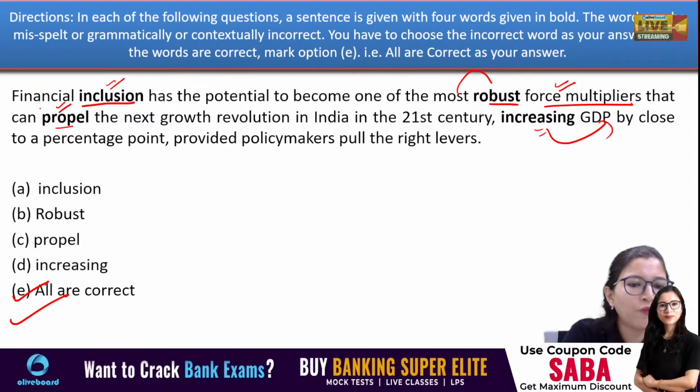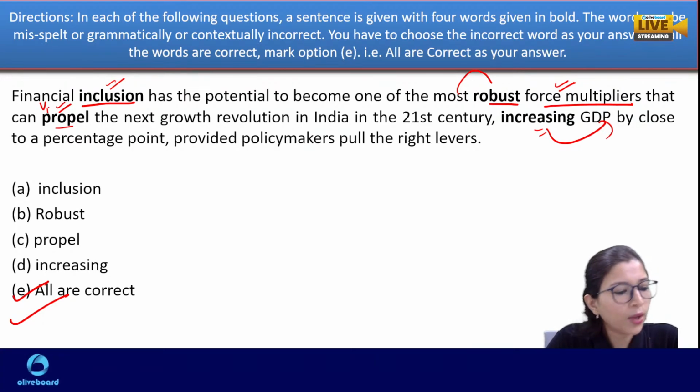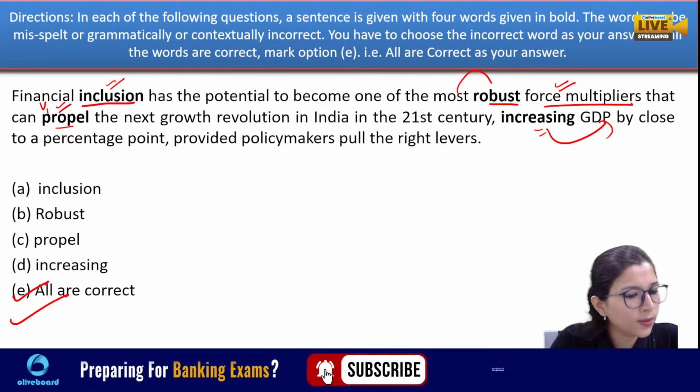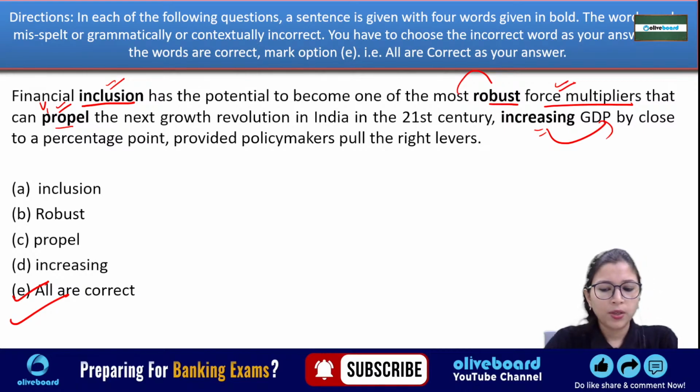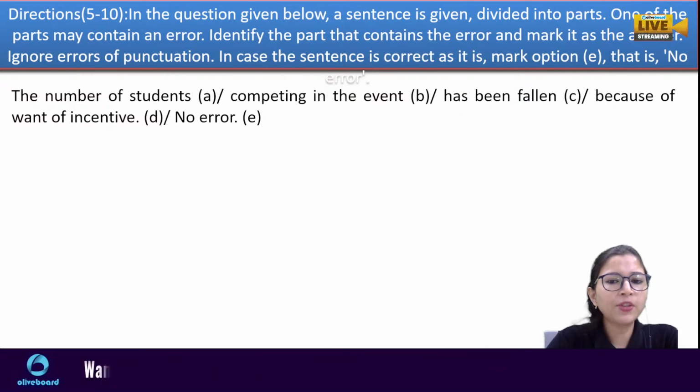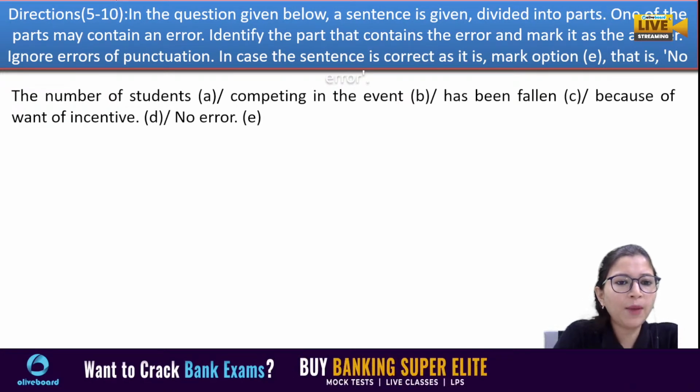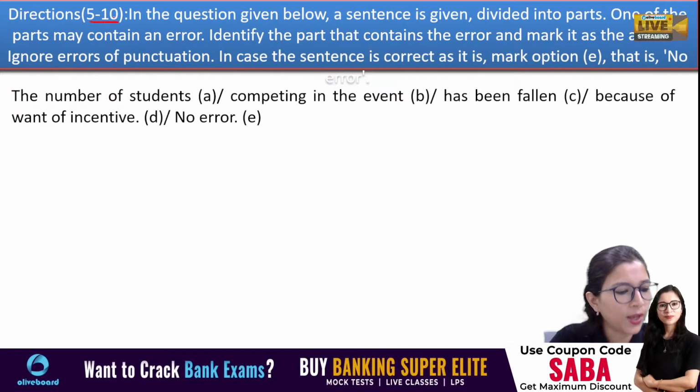So yes, propel is the V1 form. Can plus V1 we can use. So everything is correct. There is no error in this sentence grammatically and contextually. So all are correct. Okay. Next question. Now we have spotting error. So we have basically 6 questions based on spotting error.